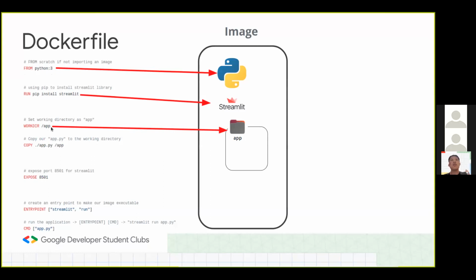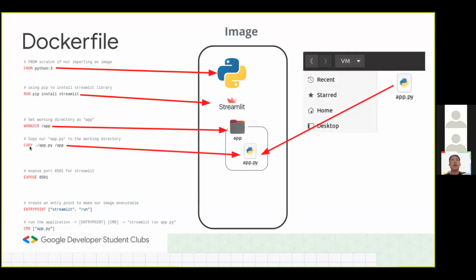Moving on, the third instruction is WORKDIR app. This is going to create a working directory in your image, all right? A folder called app, and we're going to enter this app folder as the working directory. This is useful because later, in the fourth instruction, we import app.py from your VM. COPY app.py: the first one refers to the app.py in your VM, copied to the app folder inside your image. So we're importing something from the VM into the image using this instruction, okay?